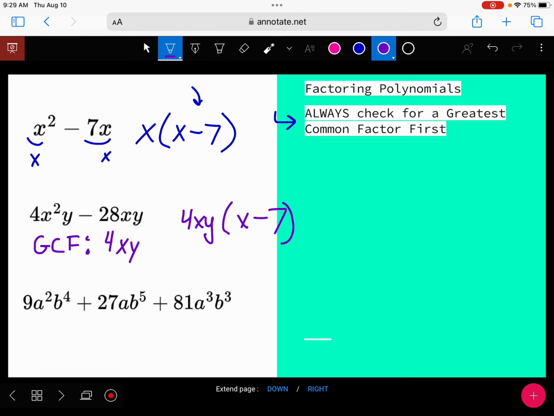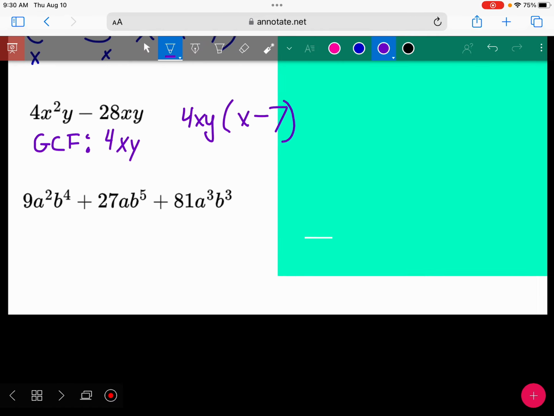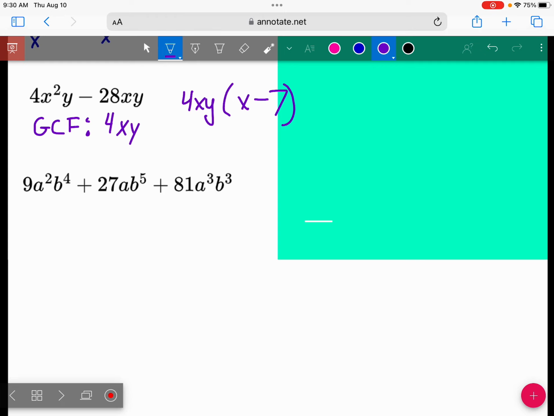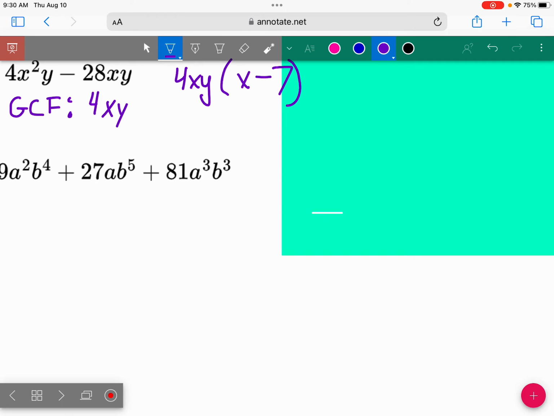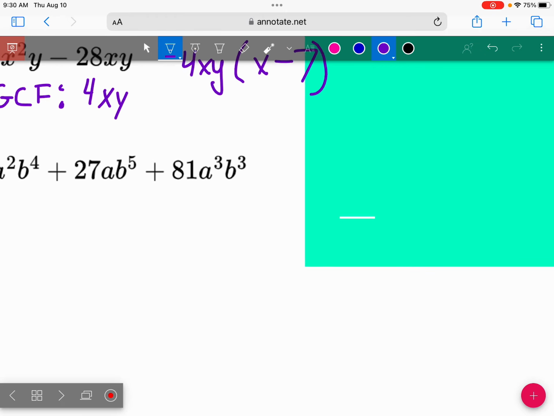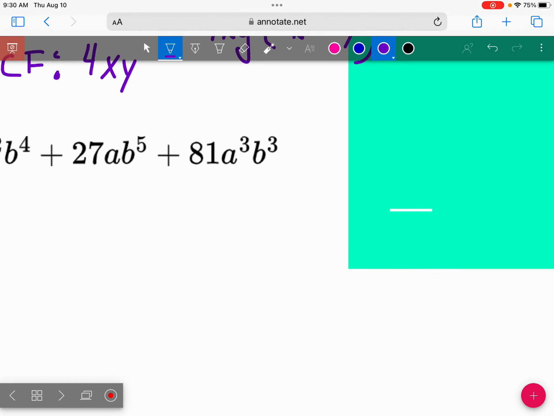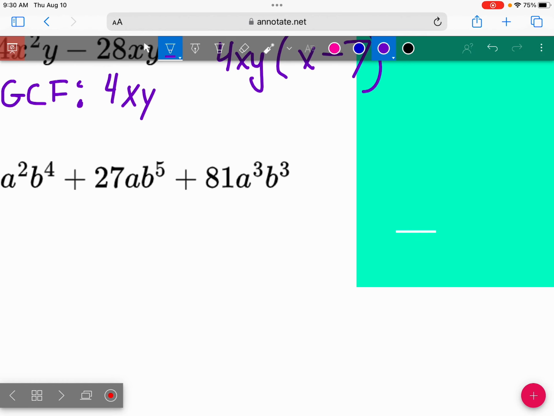Even on big ones like the bottom one, which I can move, I can move it higher. Let's zoom it in all the way so you can see it very well. Making sure we can see the one above, just in case we're still writing. So we've got 9a squared b to the 4th plus 27a b to the 5th plus 81a cubed b cubed.